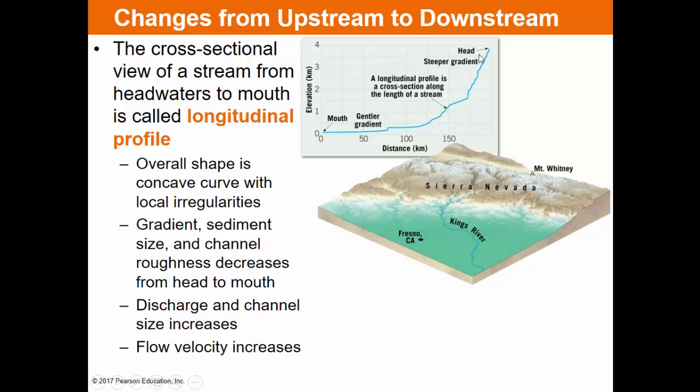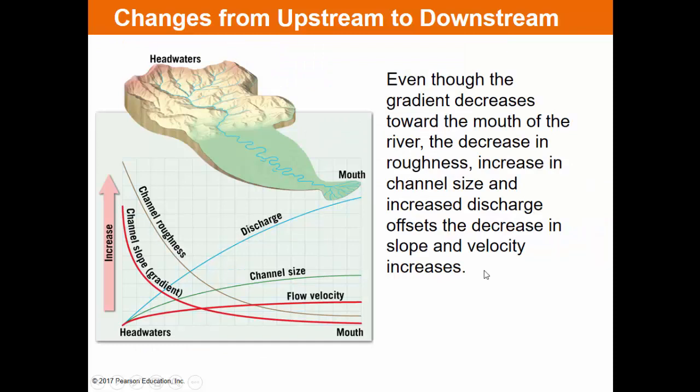Up here, the river may be very narrow, but at the bottom, it may be quite wide, and flow velocity also increases. So it may seem like that river is really moving fast up in the headwaters, but we find out that it's actually moving fastest down here where it's nice and wide. And this is from the book.